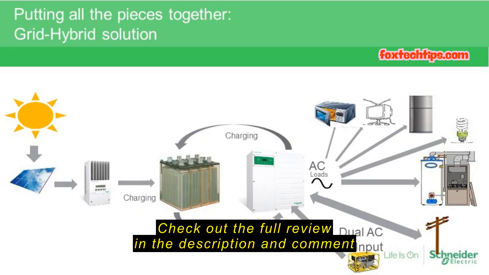So when we look at putting the pieces together for a grid tied with battery backup system, this is a great example where the XW Plus here is charging or discharging the batteries. And then we've got an MPPT 60 charge controller. The array provides power to the charge controller, which then puts power onto the batteries. We always want to make sure that the batteries are taken care of first because that is a consumable item.